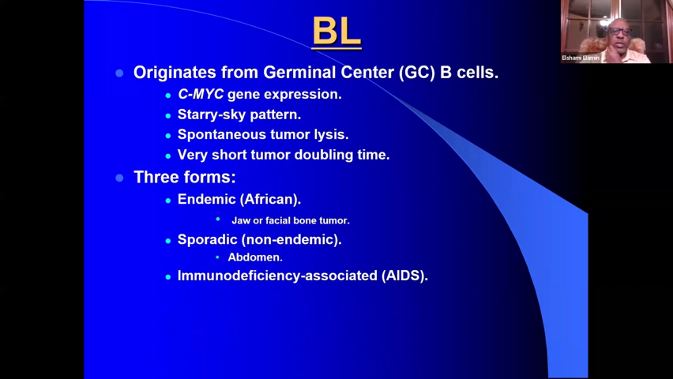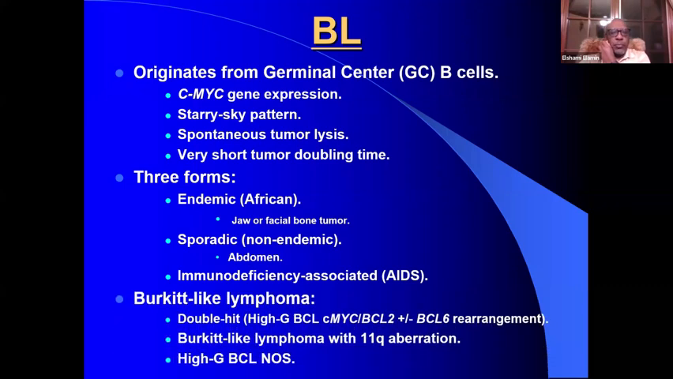It has 3 forms. The endemic, which is African, the jaw or facial bone tumor. Remember, in Muir's pathology, there was a very characteristic picture of a kid with a huge jaw mass. Sporadic, or non-endemic, typically in the abdomen. And immunodeficiency associated with AIDS, Burkitt-like lymphoma, c-MYC positive.